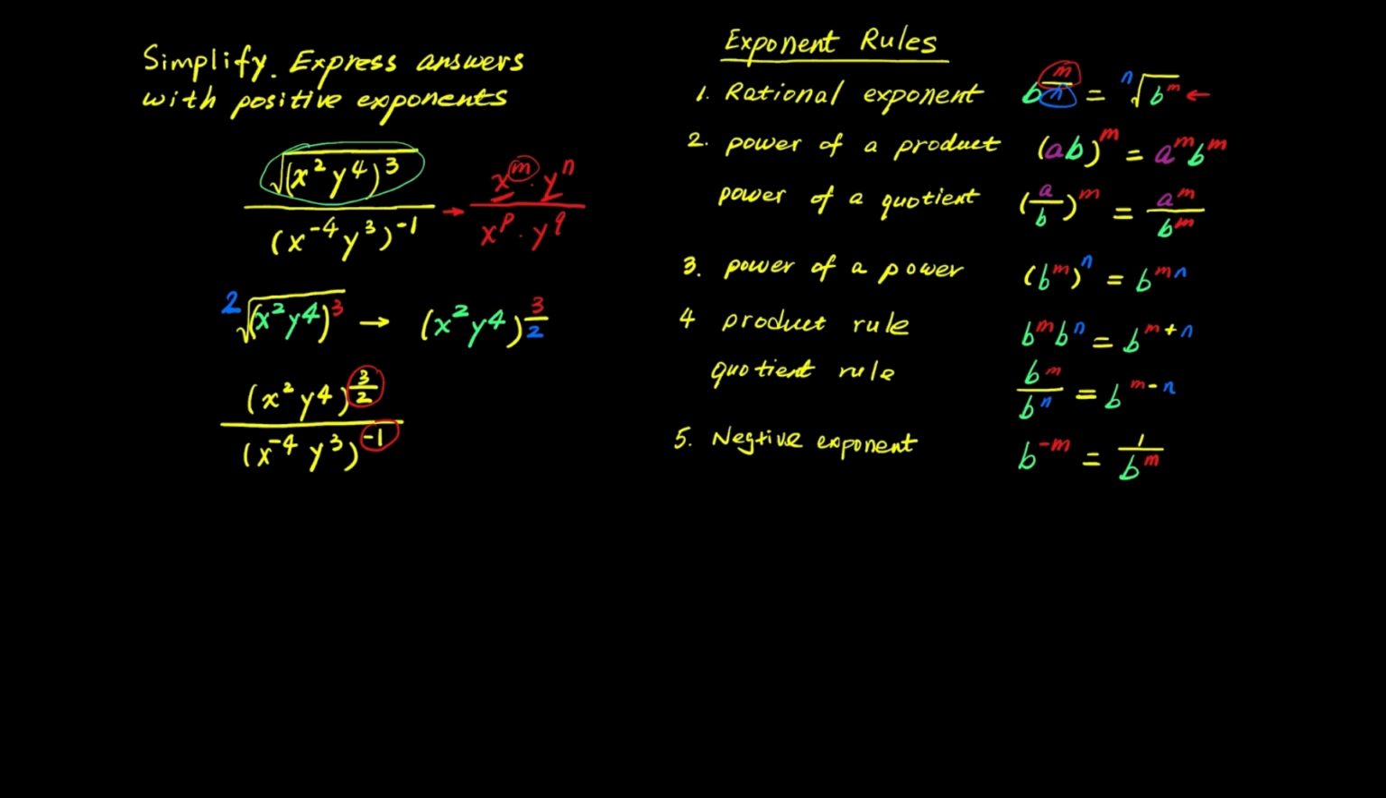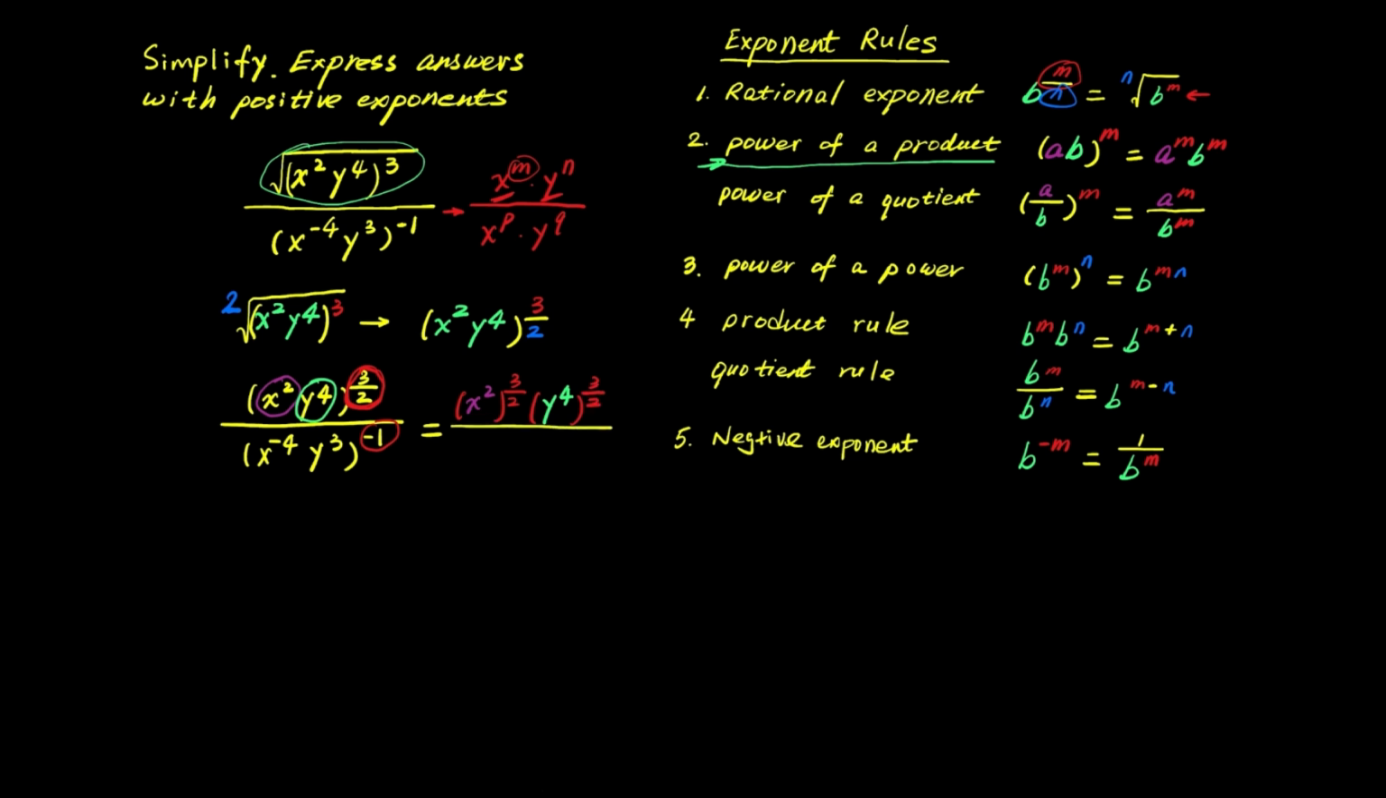Let's focus on simplifying the numerator. So we have a power of a product of two factors. So this is a power of a product. We can apply this rule to distribute this outer exponent of m to each of the factors inside. So we can rewrite this as one factor, x squared raised to the power 3 over 2, multiplied by the other factor, y to the power of 4, raised to the power of 3 over 2.